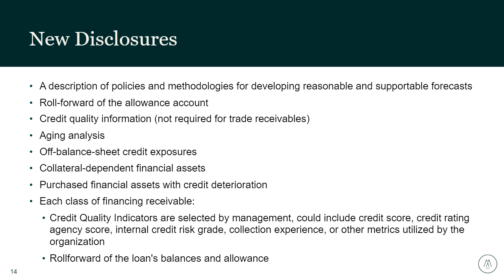So how does this impact disclosure specifically for nonprofit organizations? Well, the main changes for those disclosures would be that you will need to revisit and update the description of the policies and methodologies used to describe how management developed those reasonable and supportable forecasts. So we will also need to include a roll forward of the allowance for credit losses and a roll forward for loans receivable balances.